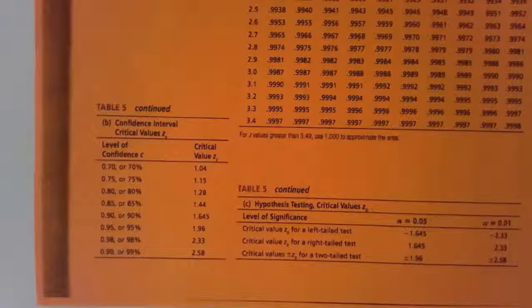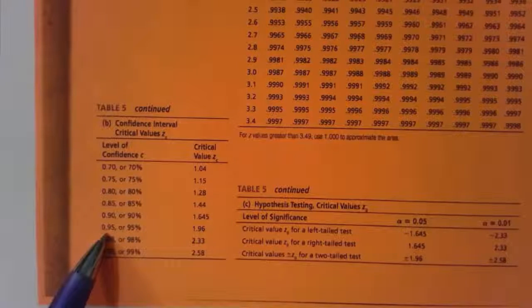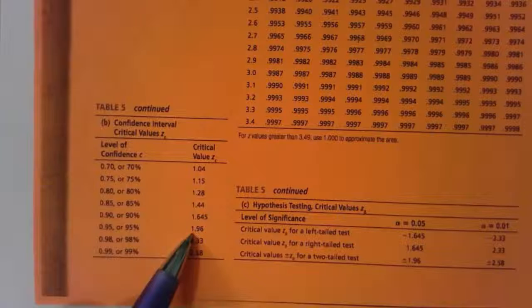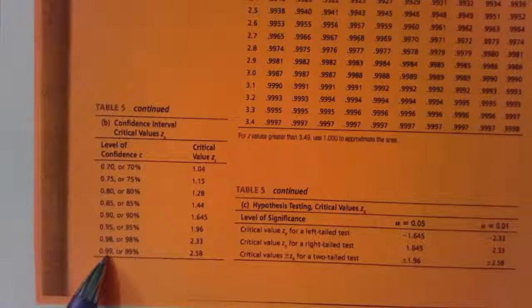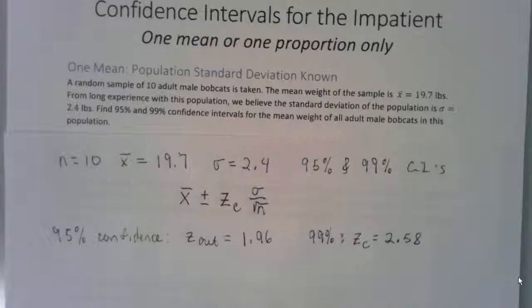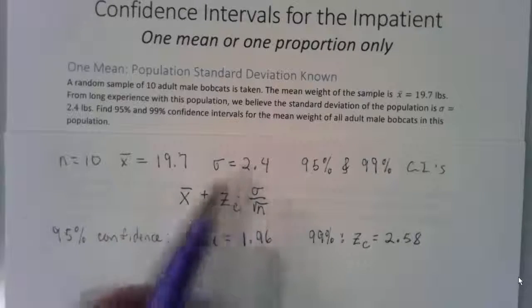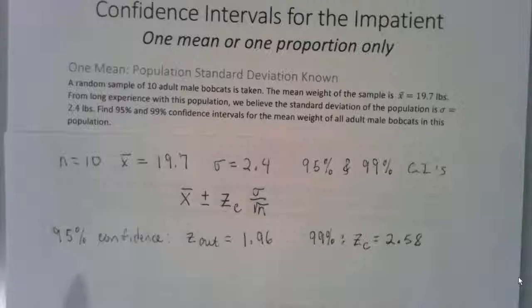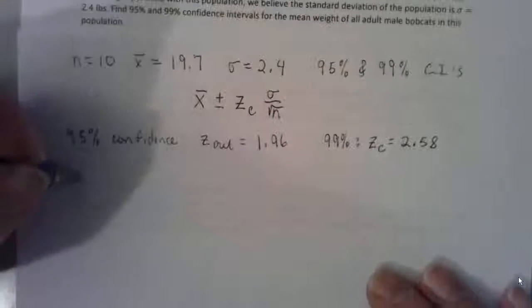So let's look up the critical values that we'll be needing. At 95% confidence, the critical value is 1.96. At 99% confidence, the critical value is 2.58. All right, then we have our data. We know what we're trying to compute. We have our critical values. We're ready to go. We'll begin with the 95% confidence interval.